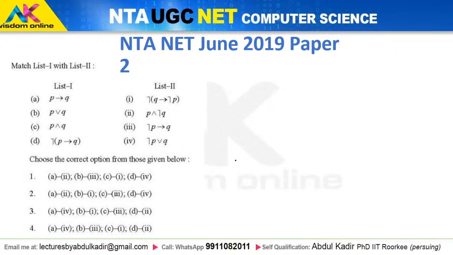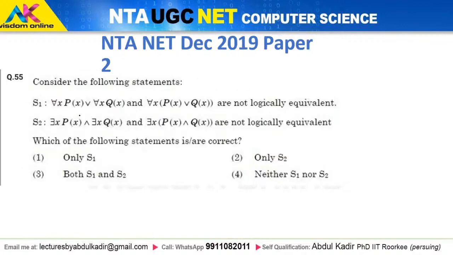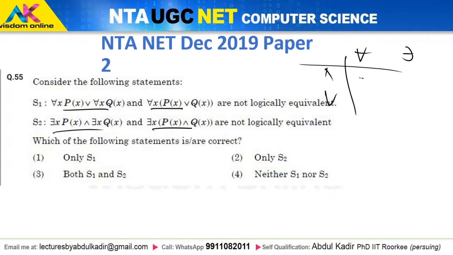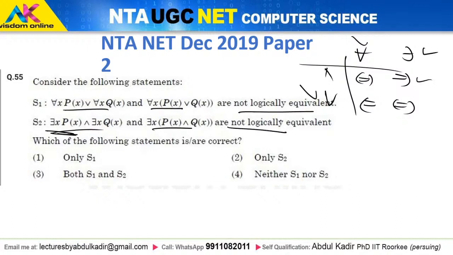Now from this table we can very easily answer that these are not logically equivalent, because our table says that for all and there exists with conjunction and disjunction are concerned. In this table you can see for all with conjunction, for all with or, is not going both sides. Similarly there exists with and is not going both sides. So we can say that these are not logically equivalent. So the answer is the third option.